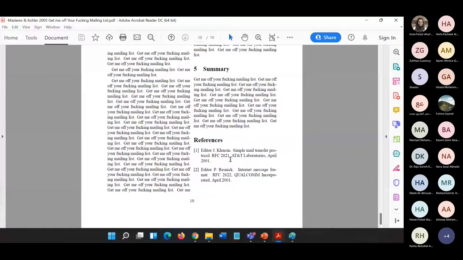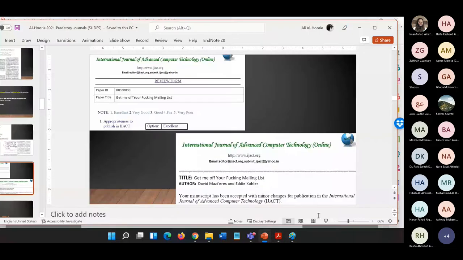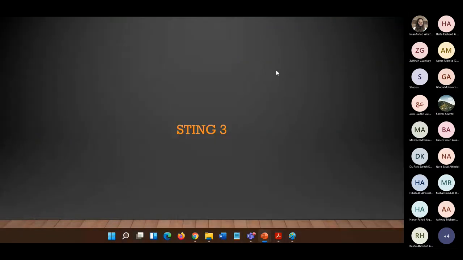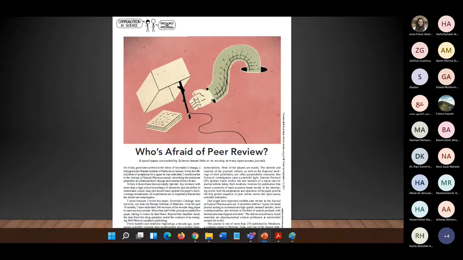String three. So the past two stings, they weren't considered research per se. You cannot say that I did research using that paper, and I can now generalize my results to all open access journals out there that are predatory. It was just a joke. So some researchers said, okay, let's do an actual study. So who is afraid of the peer review?